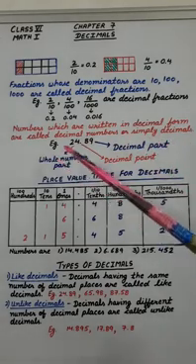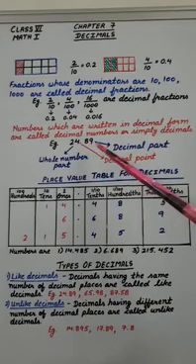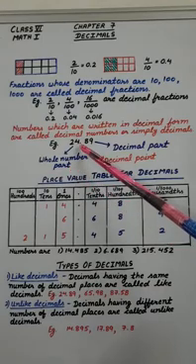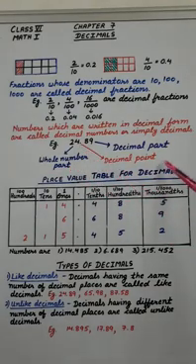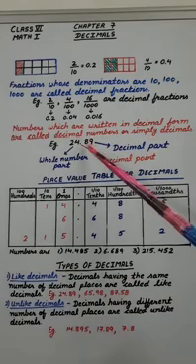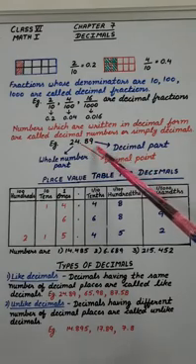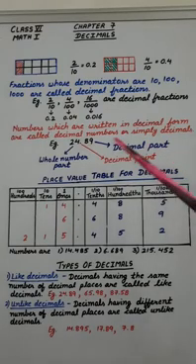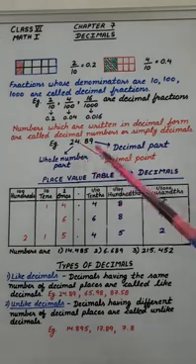For example, 24.89. Now this part is the whole number part. This point is called the decimal point, and the digits which are after the decimal point are called the decimal part. So this is about a decimal.